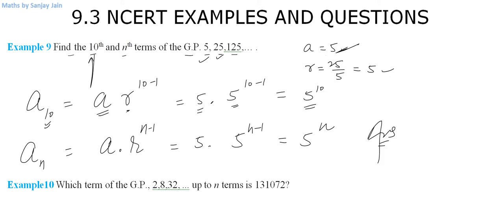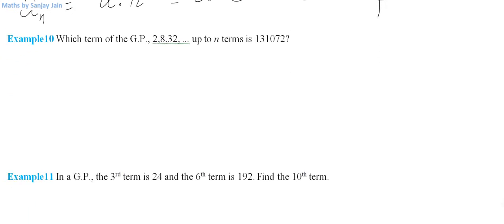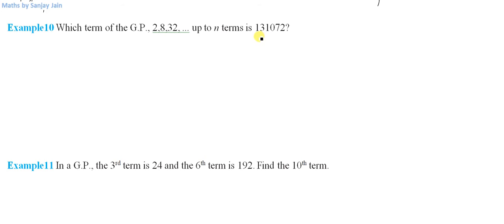The next question is, which term of the GP up to n terms is this? So we need to find out which term this is, and the GP is this one. In this GP, if you see, the first term is 2, and what is the common ratio? Common ratio, or small r, is equal to 8 by 2, that is 4, right? Now which term will be this term? Let us say the kth term will be this term.